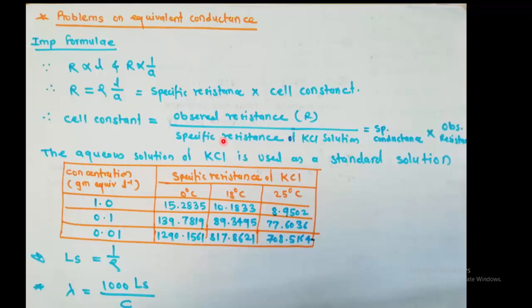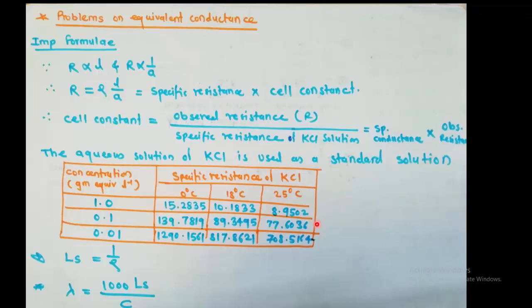Now in conductance measurement, KCl solution is used as a standard solution. Therefore, this definition becomes observed resistance R upon specific resistance of KCl. The reciprocal of specific resistance is nothing but the specific conductance. So specific conductance into observed resistance is one of the definitions of cell constant. Cell constant is equal to specific conductance into observed resistance.